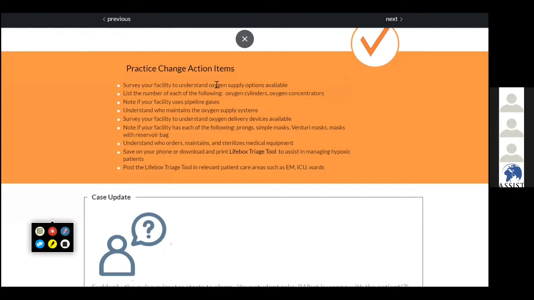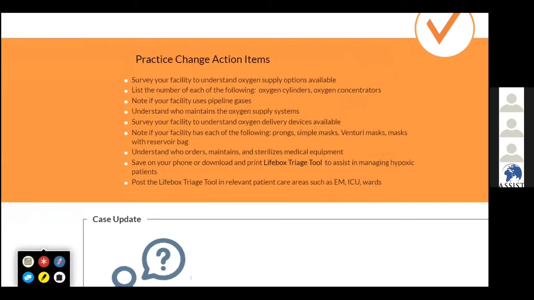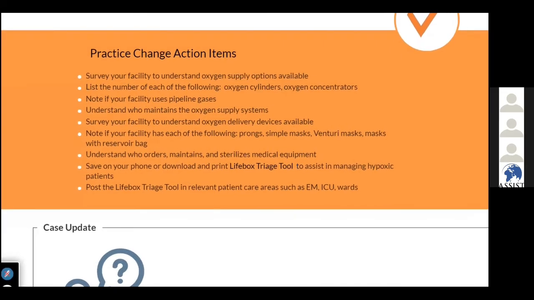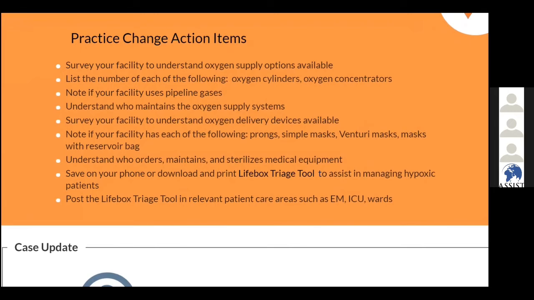Yeah, we can just summarize what we can apply from what we discussed. We can do a survey of our own hospital to understand the oxygen supply options available. We can list the number of oxygen cylinders and oxygen concentrators, and see what we have. We have to know if we have pipeline gases, and understand how those oxygen supply systems are maintained. We can survey our facility to understand the oxygen delivery devices available.